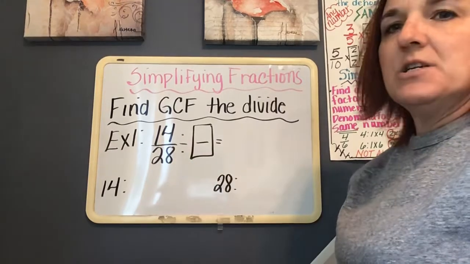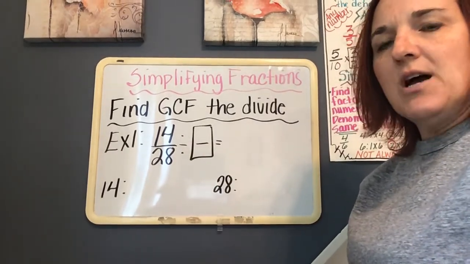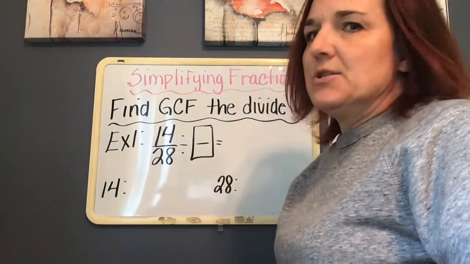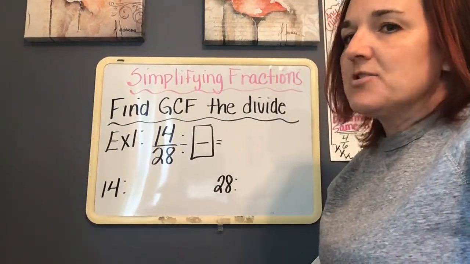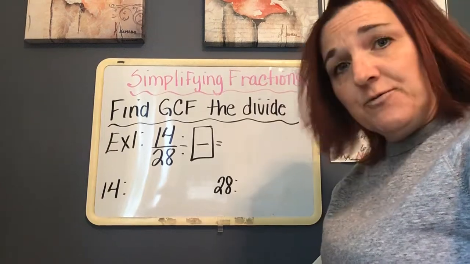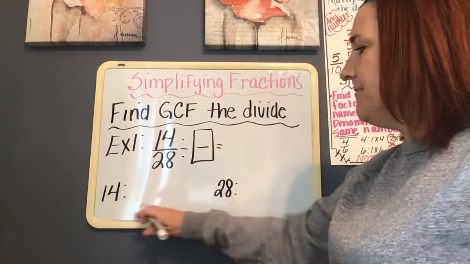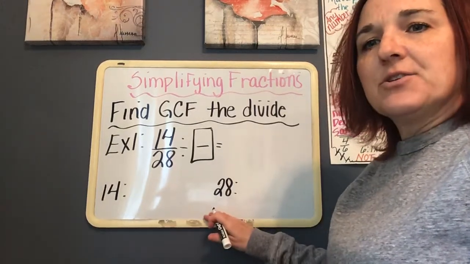So we have a fraction here. Last week I gave you just two numbers. The numbers would have been 14 and 28, but now I am actually going to give you that in fraction form. So we're just using that fraction divide bar, and then we have to find that greatest common factor, okay?